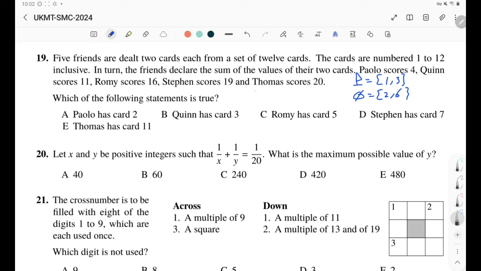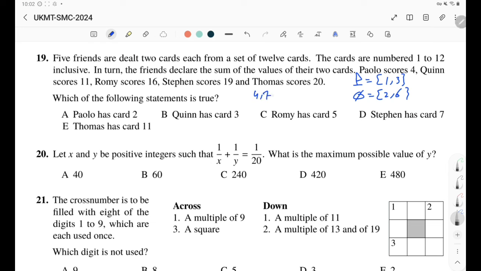So remember, we have 11. What are the possibilities to get 11? 1 plus 10. 1, we don't have 1. So is it 2? We also don't have 2. 3, we don't have 3. 4, well, to have 4, we need to also have 7. So 4 and 7 are a possibility.